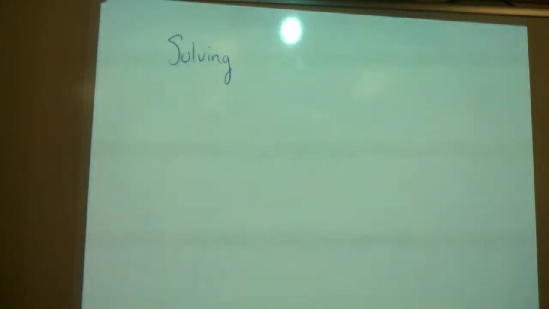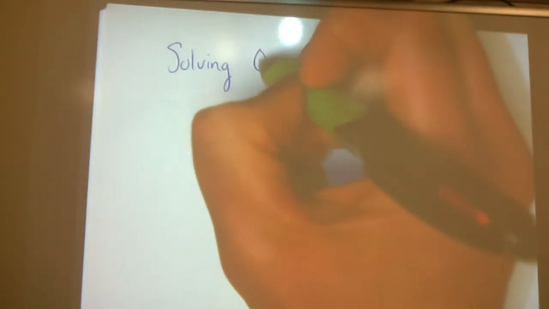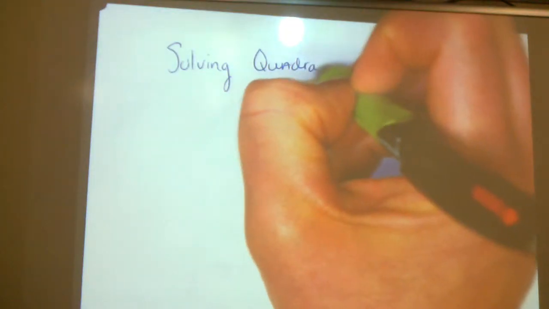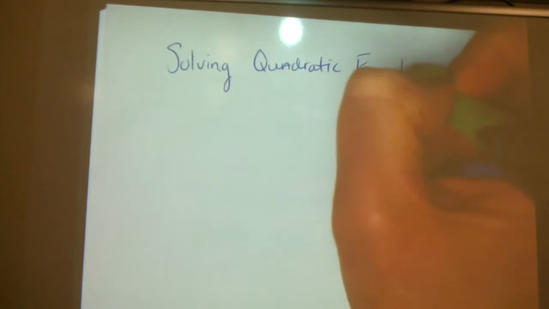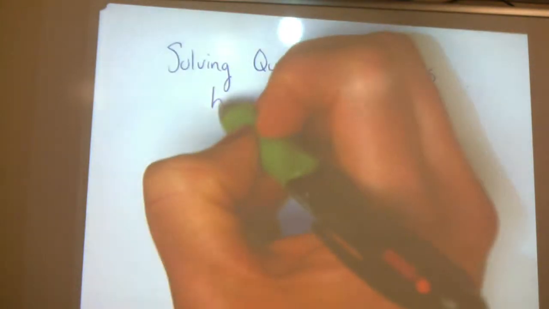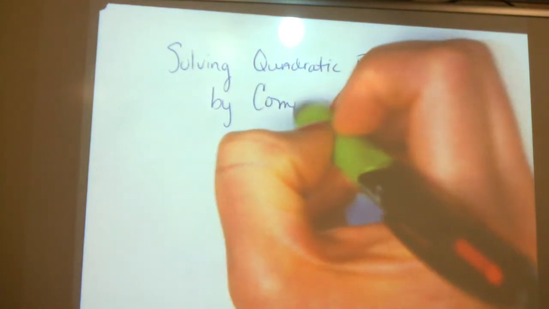This is Unit 5, Lesson 3. We're still on quadratic equations. We're going to be solving quadratic equations. Make sure you can see that. By completing the square.